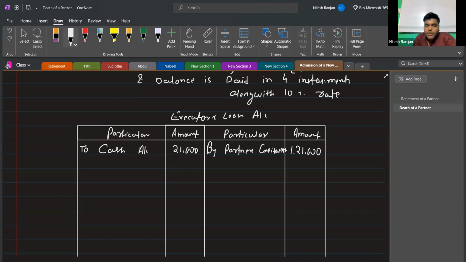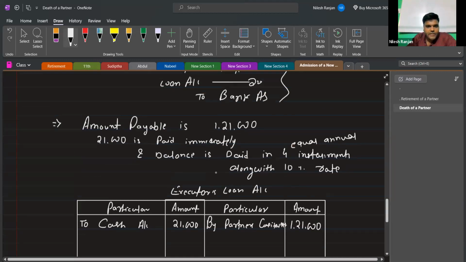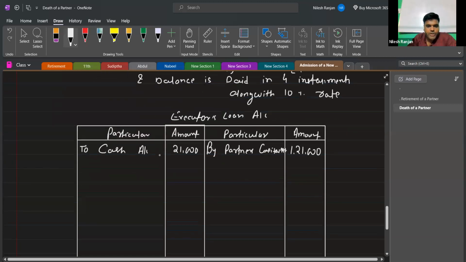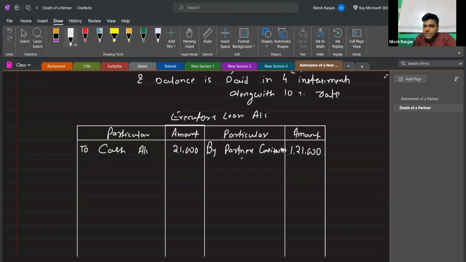21,000. If you want to prepare a column for date, then you can do it. If date is mentioned in the question, you should prepare the date column also. But there is no date given here. That's why I have not prepared it. So by partners capital 1,21,000 and to cash account 21,000.